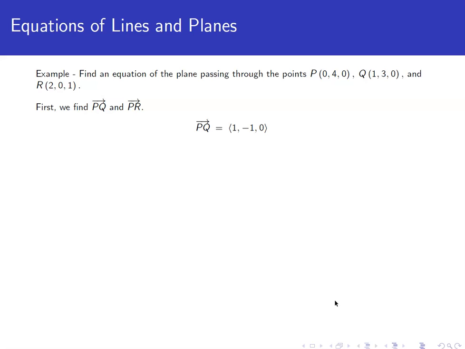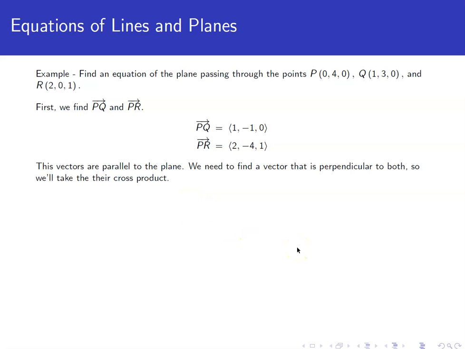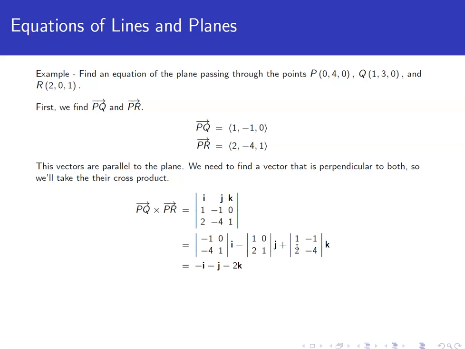So we're finding the vector from P to Q, again doing the terminal minus initial, you'll get 1, negative 1, 0. Finding the vector from P to R, we'll get 2, negative 4, 1. These are now two vectors that have to be in the plane that we're interested in. We are looking for a normal direction. To find a normal direction, we'll take their cross product, because we know that cross products give us a vector that's perpendicular to the two vectors that we're taking the product of.